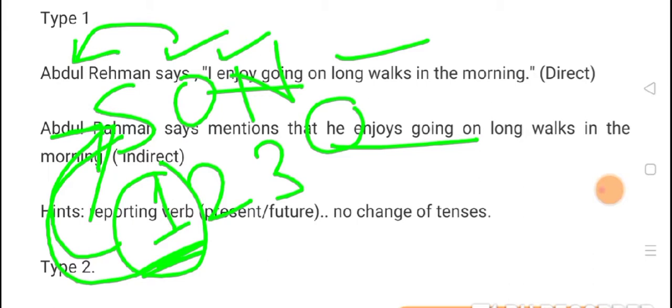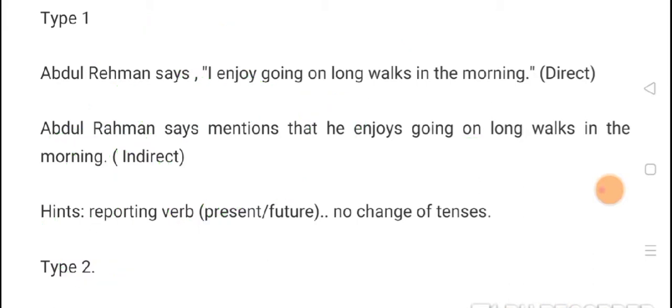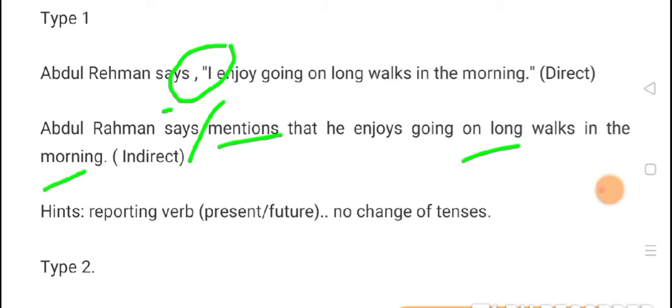So I think you understood that Abdul Rahman says, or you can say mentions. There must be an oblique, okay. So Abdul Rahman says or mentions that. So in place of the comma and inverted comma we have to use that. Understood? So we are getting many things. Abdul Rahman says or mentions that he enjoys going on long walks in the morning. You can't change morning to evening. Okay. So in the morning will be in the morning, but the subject is changed.